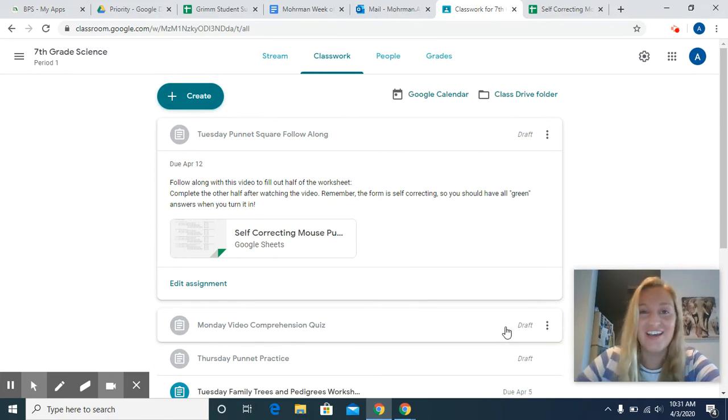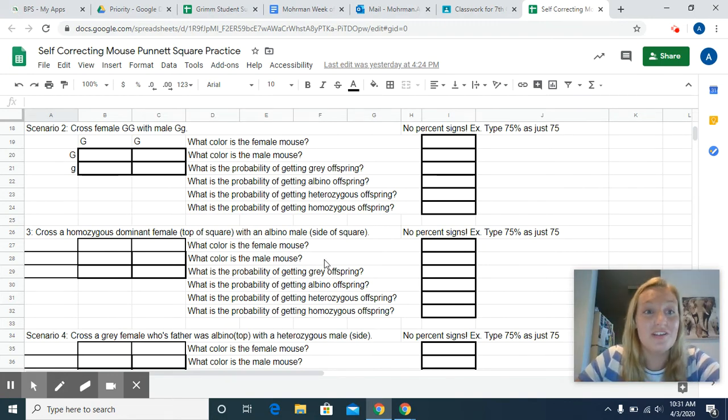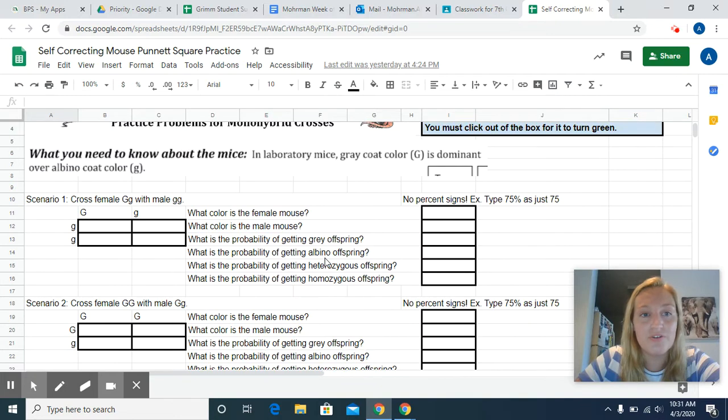So today we're going to be looking at some more Punnett square practice. You're going to be here in the Tuesday Punnett square follow along. Obviously it won't say draft when you're doing it. You're going to click on this sheet right here and it's going to take you to this worksheet, and I'm going to be going over two of the problems with you, and then you're going to be completing the other two by yourself.